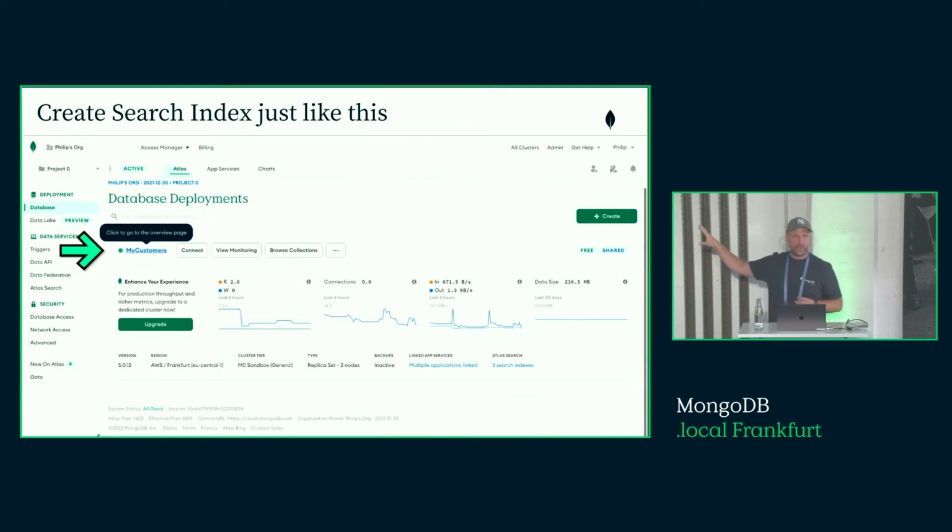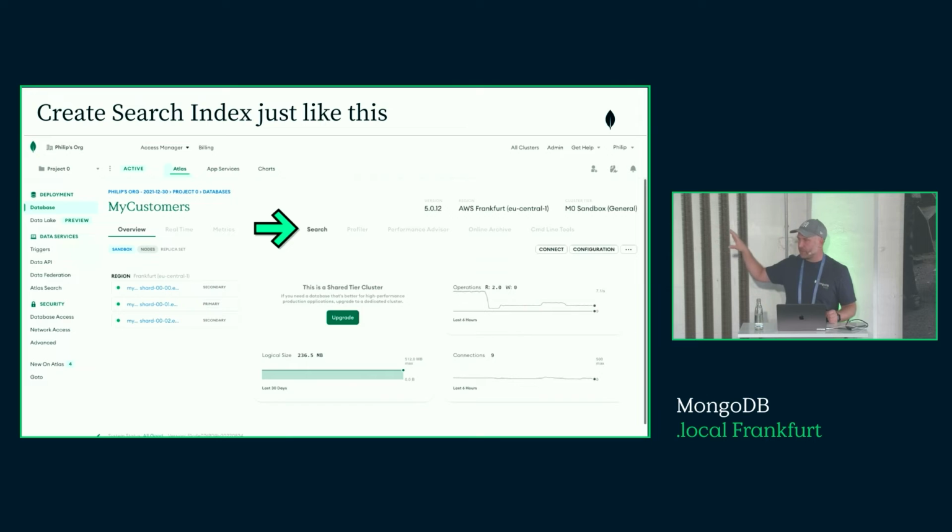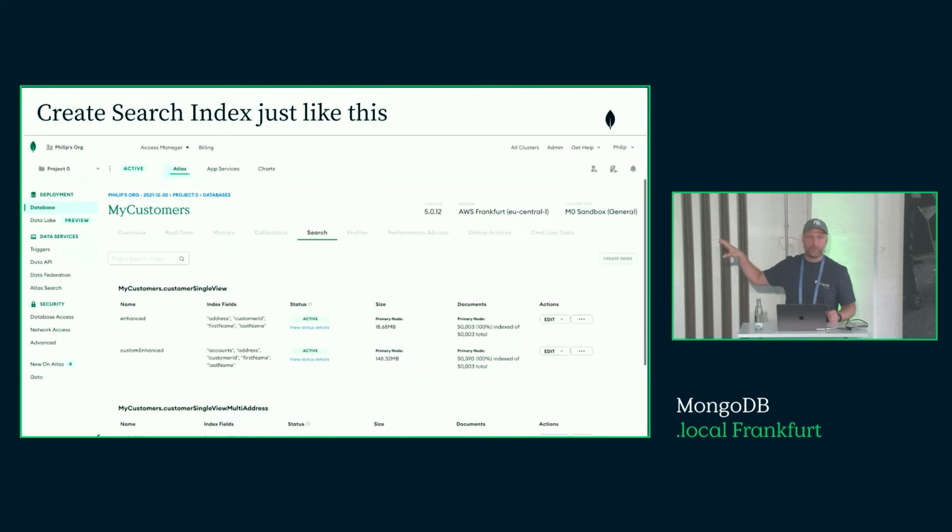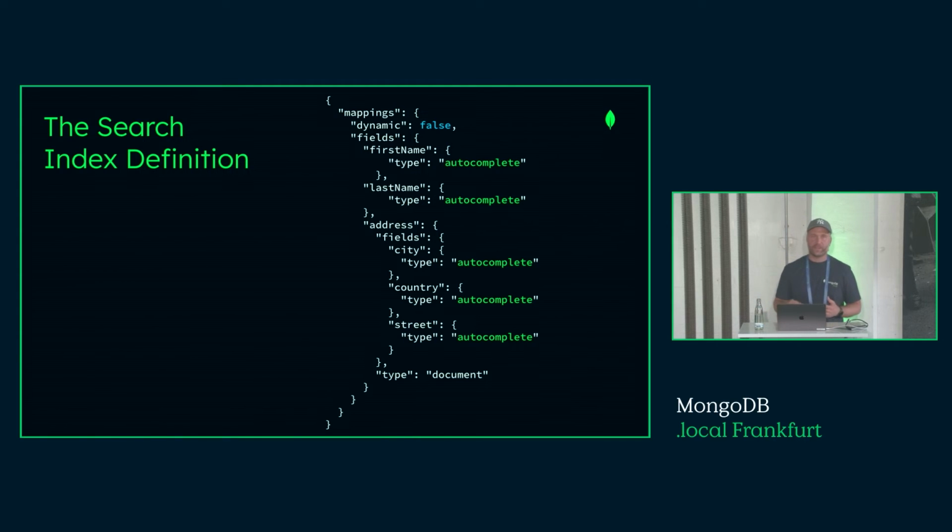I highly encourage you to use the visual editor to start with. It's really quite powerful, but if you go deeper, you will end up in the JSON editor and write some JSON like this. So this is a definition for a Lucene search index on top of Atlas. As you can see, you pick the fields you want to have in this index, and for example here, we will have an autocomplete index on the first name, last name, and the address, so that my user can start typing and will find results in all these fields automatically.